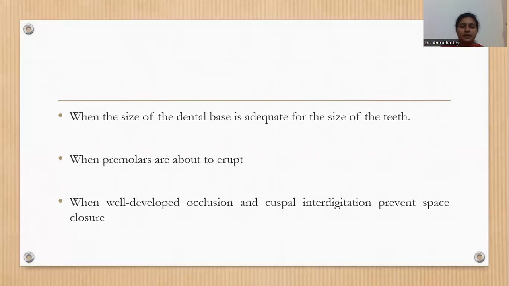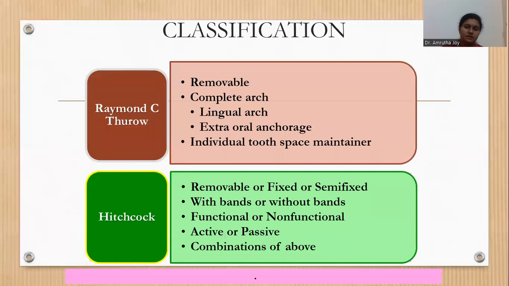And when the size of the dental base is adequate for the size of the teeth, and when premolars are about to erupt, or when well-developed occlusion and cuspal interdigitation is present, that will prevent the mesial or distal drifting of the tooth and space closure. In such cases, no need to give a space maintainer.